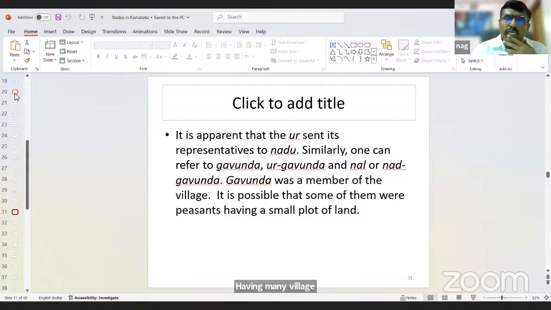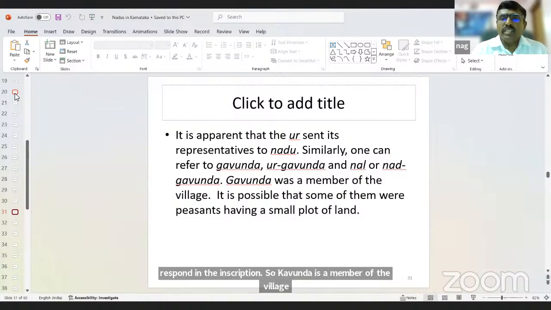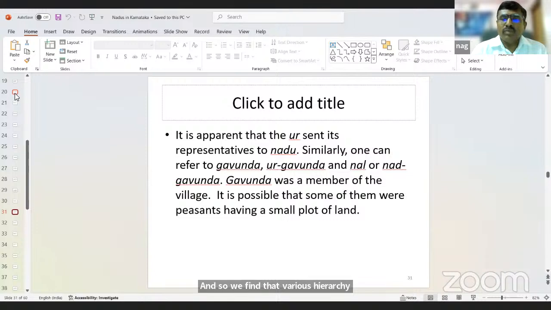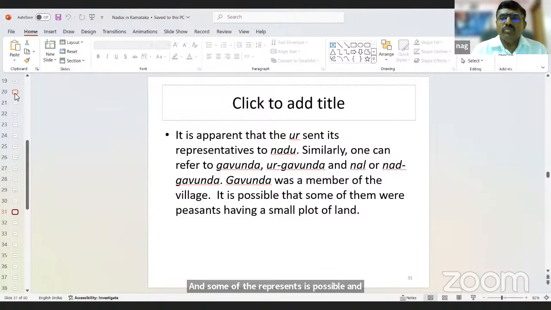So the Ur sent its members to the Nadu. So we find that they used to attend the Nadu assemblies. And we also find reference to Gaunda, Ur Gaunda, Nada Gaunda. So we find various terms in the inscriptions. Gaunda is a member of the village. And so we can say there was a hierarchy of Gaundas also. Some of them were peasants, it's possible, and some of them were dominant peasants. So some had a lot of wealth and a lot of land also. That is what you can say in this context.